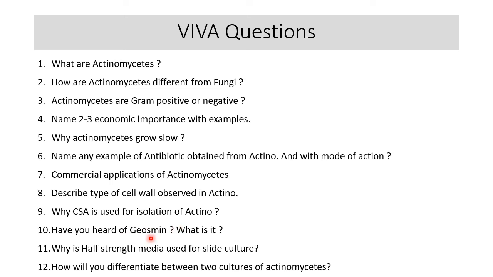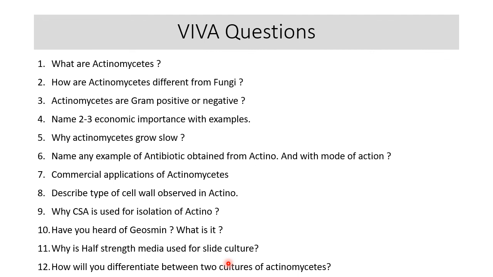Have you heard of geosmin? What is it? It is a secondary metabolite which is produced. And then, why is half strength media used for slide culture? The reason is that initially the half strength media will initiate the growth of your isolate, and as the nutrients are depleted, it will promote sporulation of your culture. That's the reason we use half strength media.